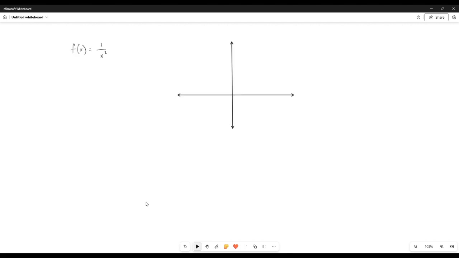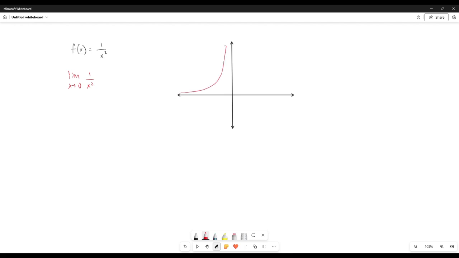Let's take a look at a new example. Find the limit as x approaches 0 of 1 over x squared if it exists. Let's start by graphing this function. As x becomes close to 0, the denominator x squared also becomes close to 0, meaning that the reciprocal of this will become very large.